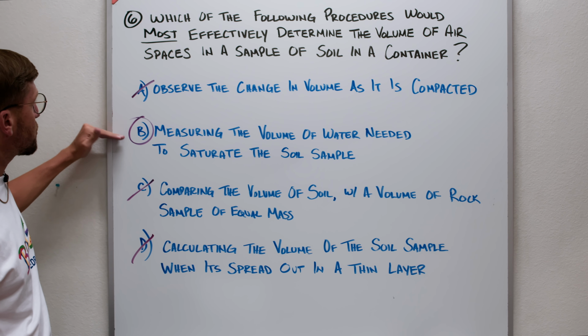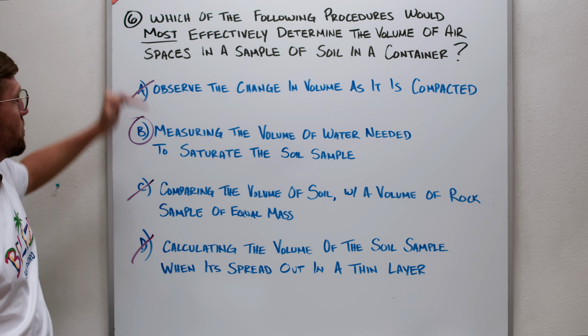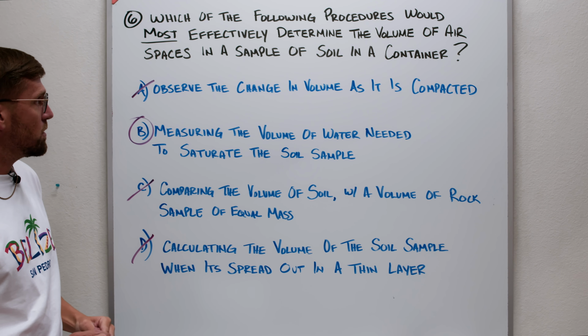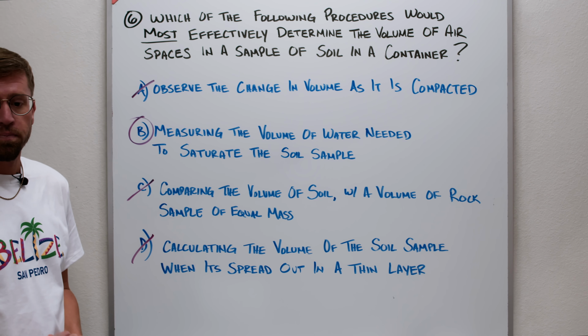So B is the most straightforward, effective way to determine the volume of air spaces in a soil sample. That was number 6.